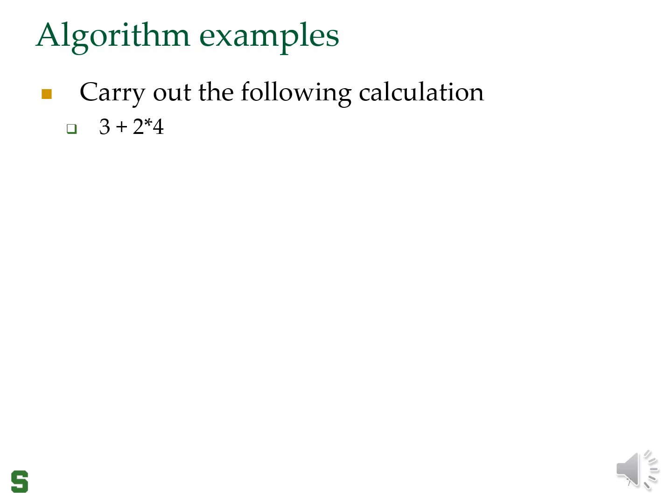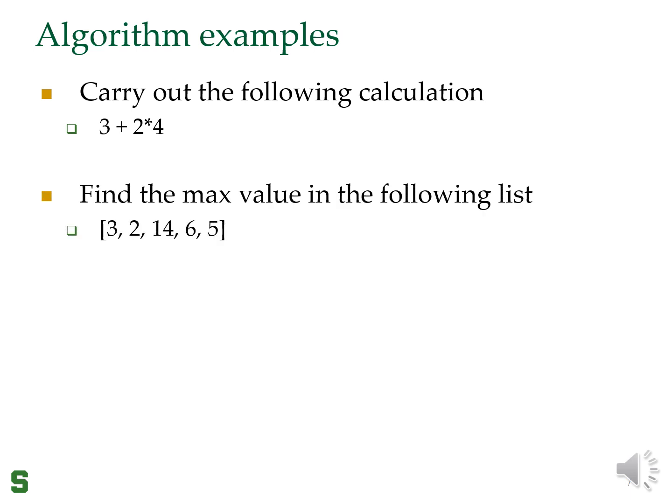These are some other examples of algorithms. So here you have a very simple thing. Carry out this calculation, 3 plus 2 times 4. You need to do multiplication first, then addition, etc. You can have an algorithm for something like find the max value in this list.